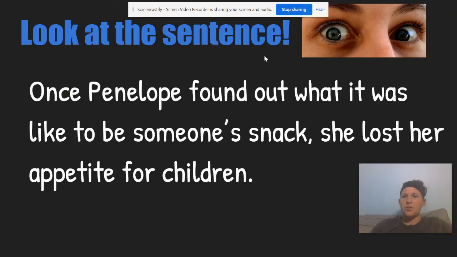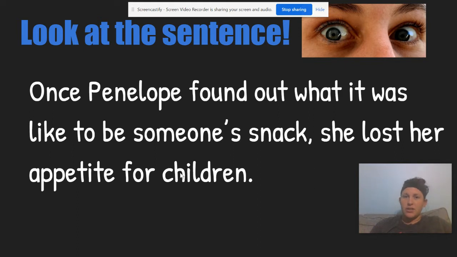All right, so first thing I want you to do is look with your eyes at this sentence. So I'm going to read it to you really quick. Once Penelope found out what it was like to be someone's snack, she lost her appetite for children. I'm going to read that one more time. Once Penelope found out what it was like to be someone's snack, she lost her appetite for children.